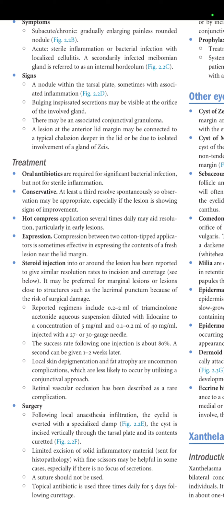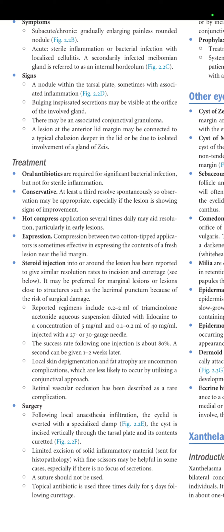Reported regimes include 0.2 to 2 ml of triamcinolone acetonide aqueous suspension diluted with lignocaine to a concentration of 5 mg per ml, and 0.1 to 0.2 ml of 40 mg per ml injected with a 25, 27 or 30 gauge needle. The success rate following one injection is about 80%. A second injection may be given 1 to 2 weeks later.